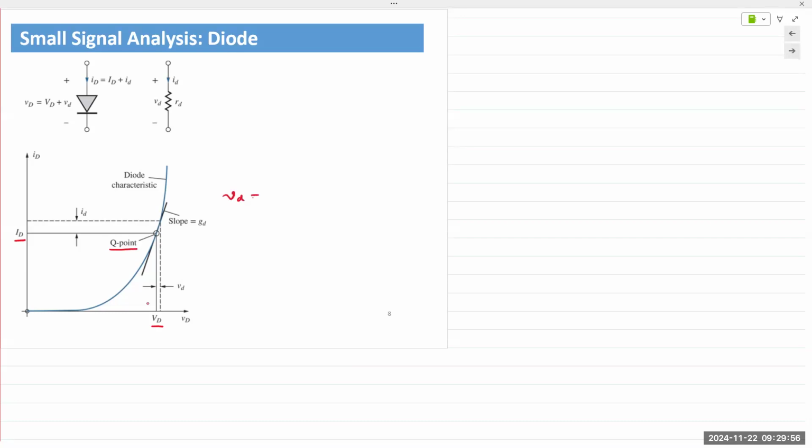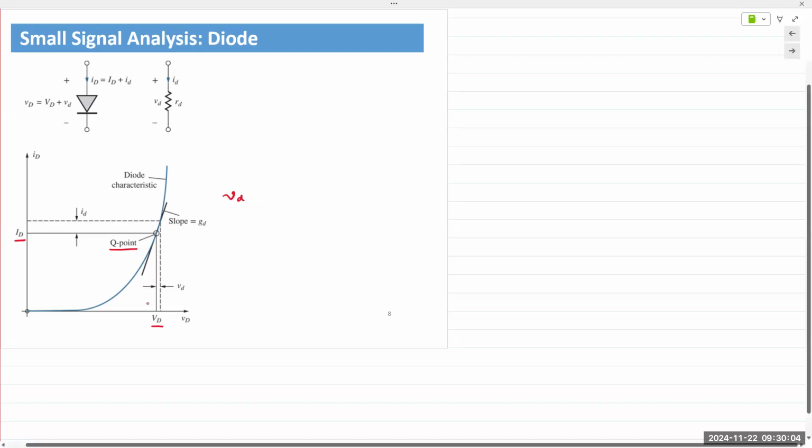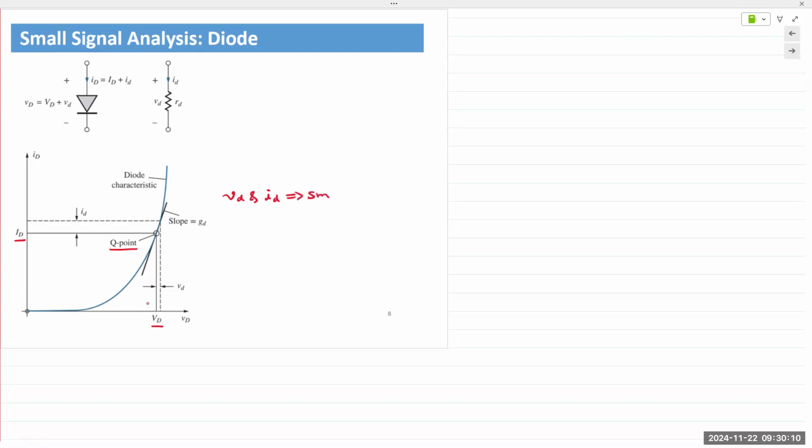Then when we apply an AC signal on top, VD and ID are small shifts in the values of VD and ID due to the applied AC signal. Again, repeating the use of the word small. So there are small shifts away from the Q point due to the applied AC signal.